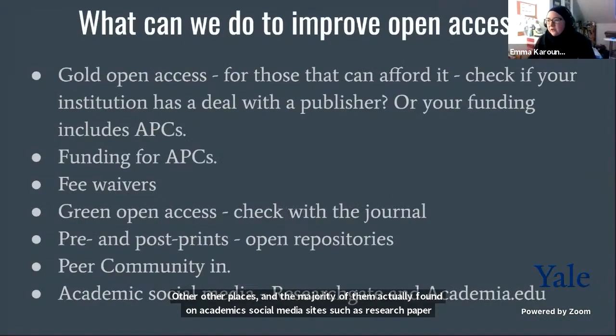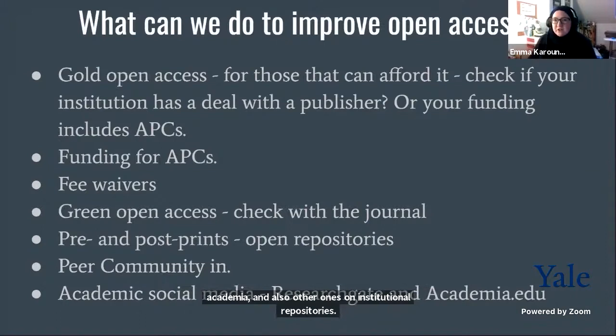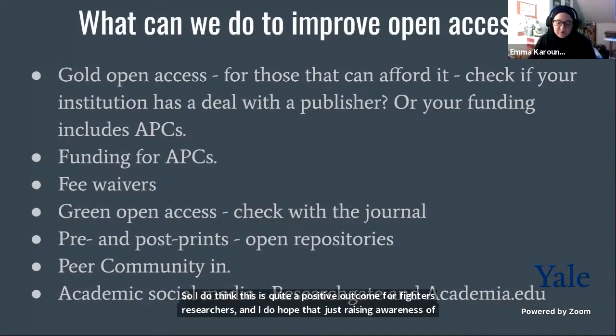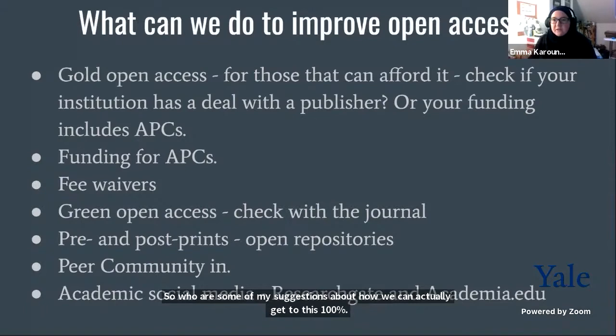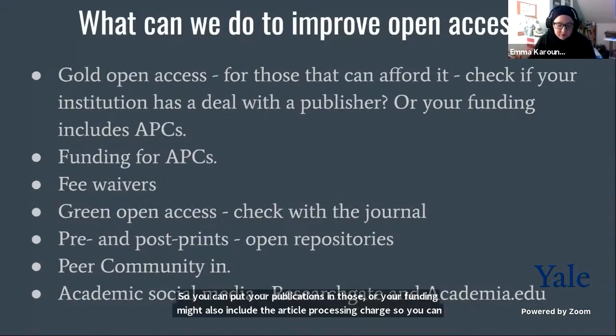If you can afford gold open access, then you should be doing that, really. And you can check if your institution has a deal with a publisher, because quite a lot of institutions now do for certain journals. So you can put your publications in those, or your funding might also include the article processing charge. So you can check on that as well. You can actually apply for funding to pay the APCs. So I know within archaeology, Internet Archaeology has funding available, and also there's going to be new funding from the Association of Environmental Archaeology to pay for open access articles.